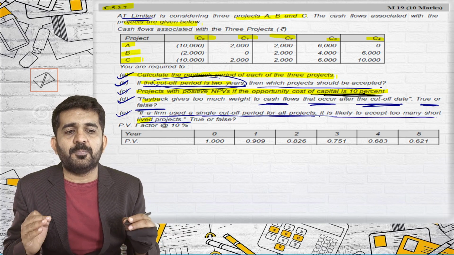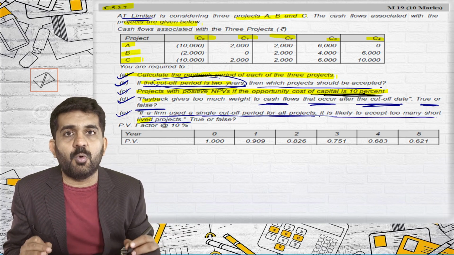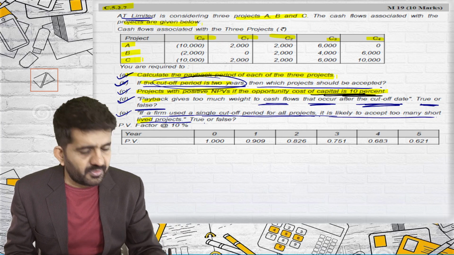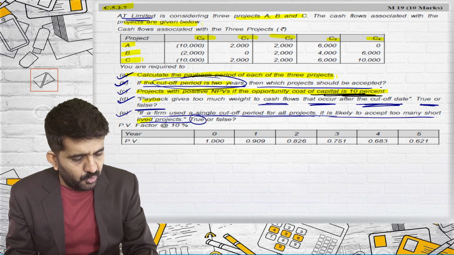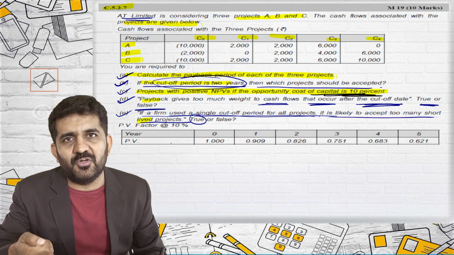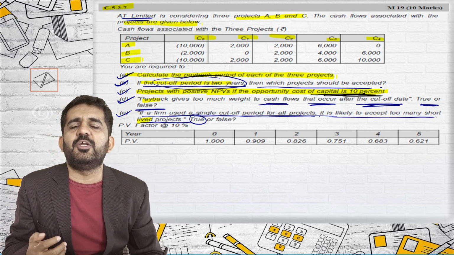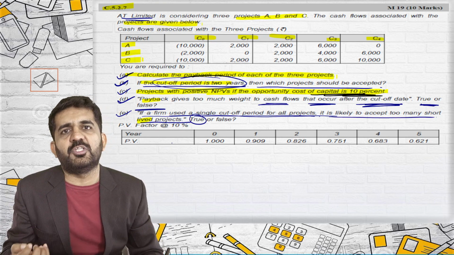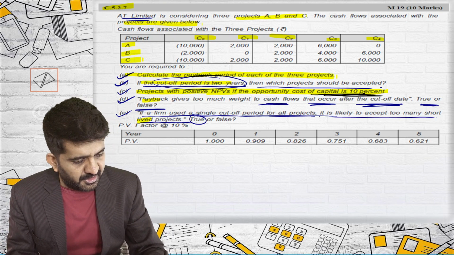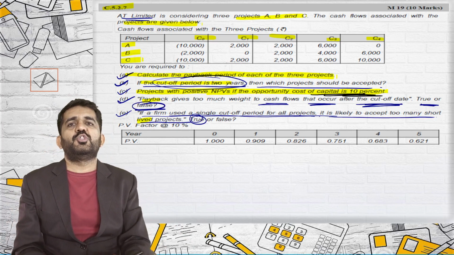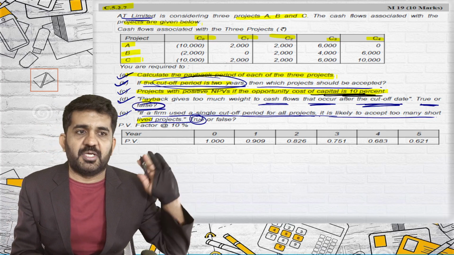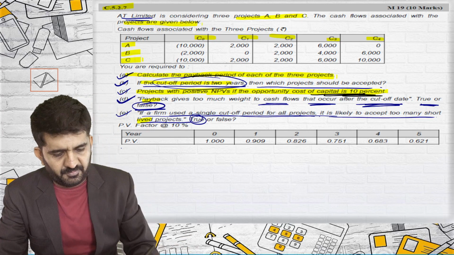So long-term projects always require more cutoff period. So this is true. If a firm uses a single cutoff, which is 2 years, then it will always be taking up projects which are short-lived. This statement is true. Previous statement was false. Payback period does not give any importance to the cash flow which happens after the cutoff date. That is what we have learned in D.